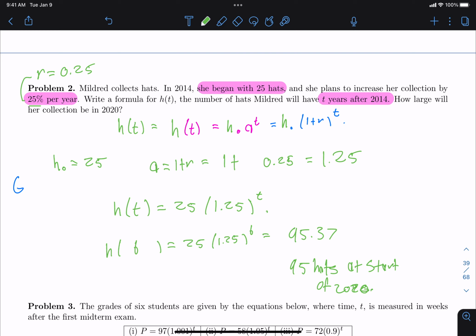Yep. For a question like that, will you ask us to round up or round down? Well, you need to intuit that from the problem, right? It depends on the problem. So for this one, you can't really buy a part of a hat, right? So it's intuitive that we should round down.